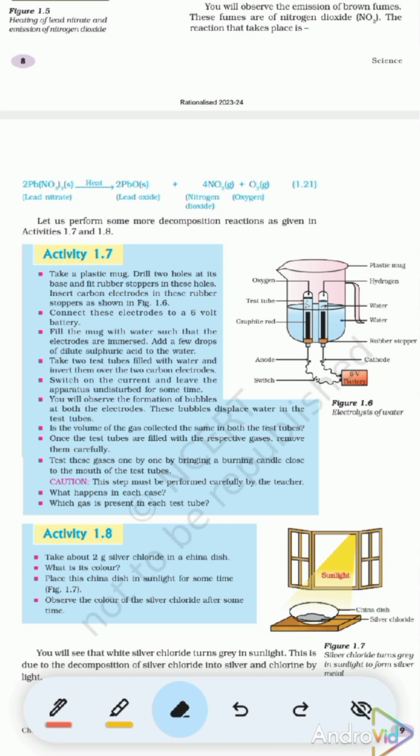So is the volume of the gas collected the same in both the test tubes? You have to make a note. After that, once the test tubes are filled with the respective gases, remove them carefully and test these gases one by one by bringing a burning candle close to the mouth of the test tubes. Please note that this activity should be performed with the help of a teacher. And please note what happens in each case and which gas is present in each test tube. In activity 1.8, we are taking 2 grams of silver chloride in a china dish.